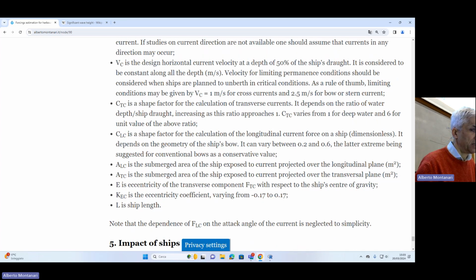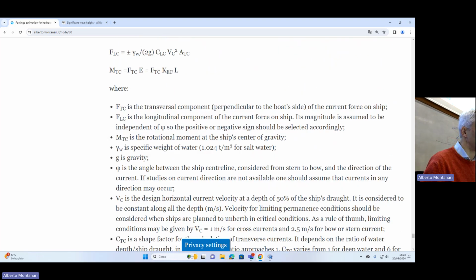the eccentricity coefficient, which varies from minus 0.17 to plus 0.17. This is a coefficient that is given by the constructor of the ship. It's a characteristic coefficient of the ship. Basically, if you multiply the eccentricity coefficient KEC times the length of the ship, you obtain the eccentricity of the transversal component of the forcing.